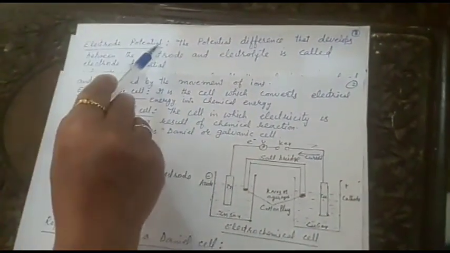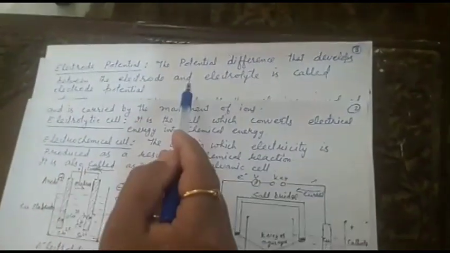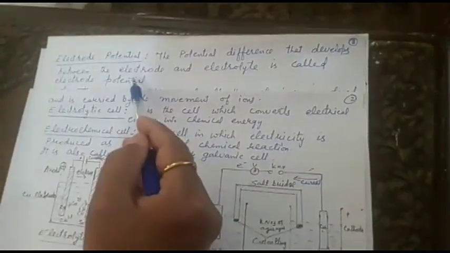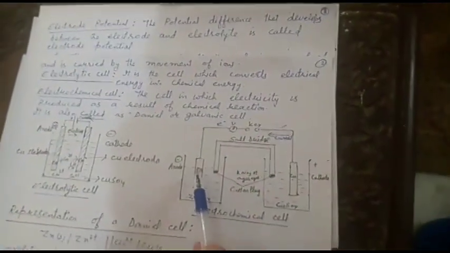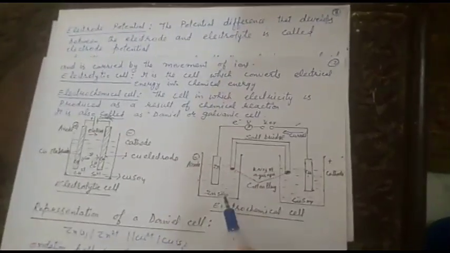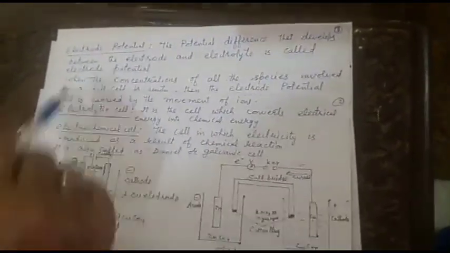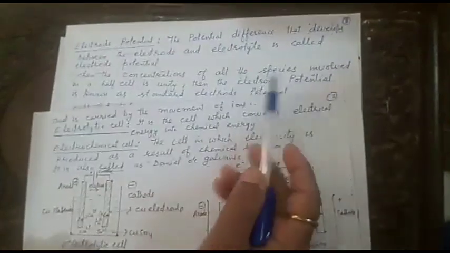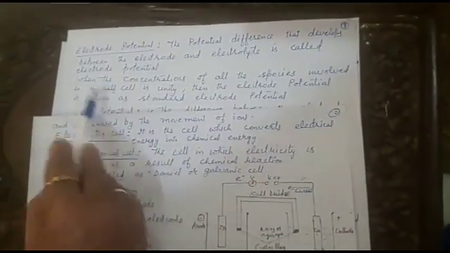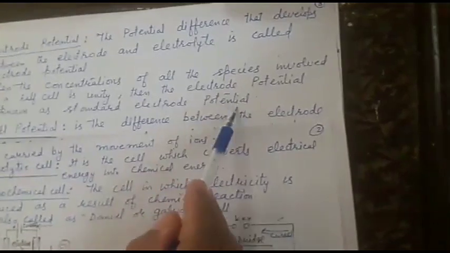So next is electrode potential. What is electrode potential? It is the potential difference that develops between the electrode and the electrolyte. Now I'll explain it. This is the electrode. When the concentration of all the species involved in a half cell is unity, then the electrode potential is known as standard electrode potential.